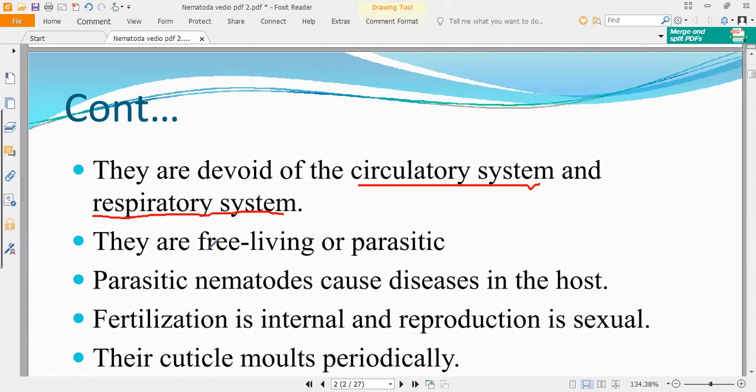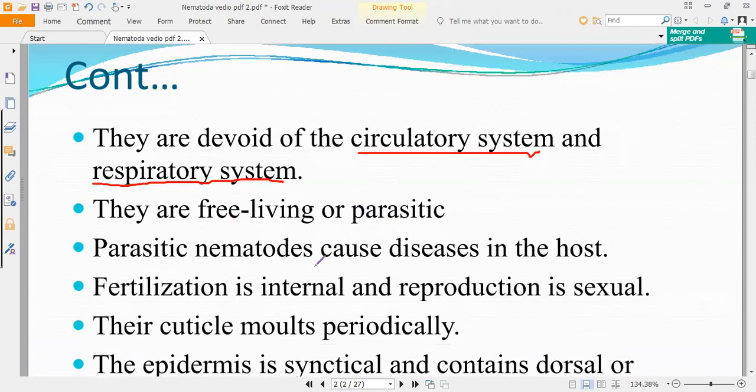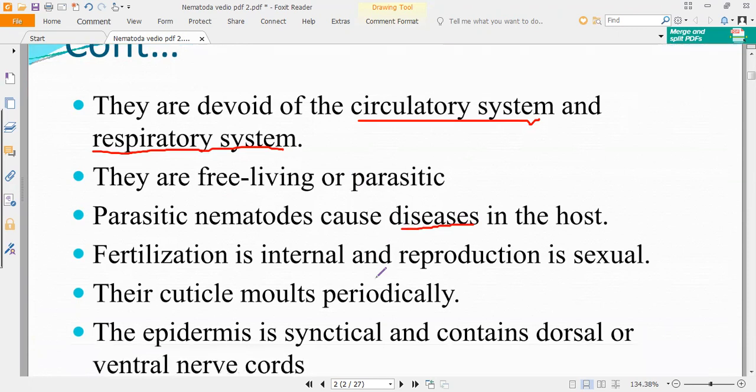The parasites are very important medically because they are the cause of disease. The parasitic nematodes are the cause of disease in the host.